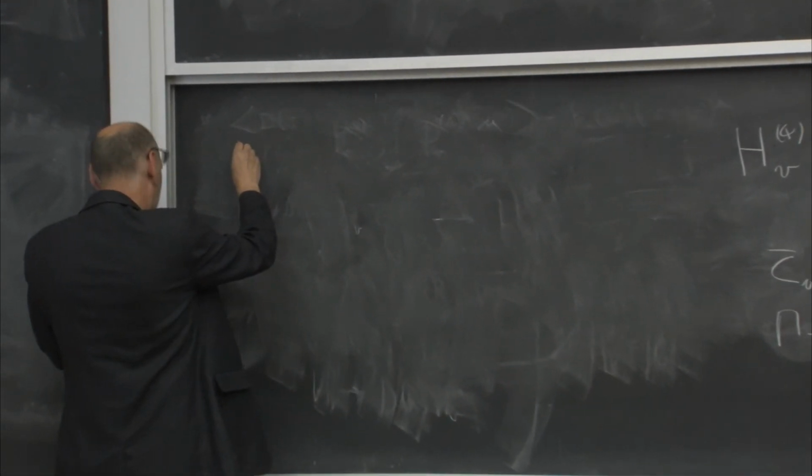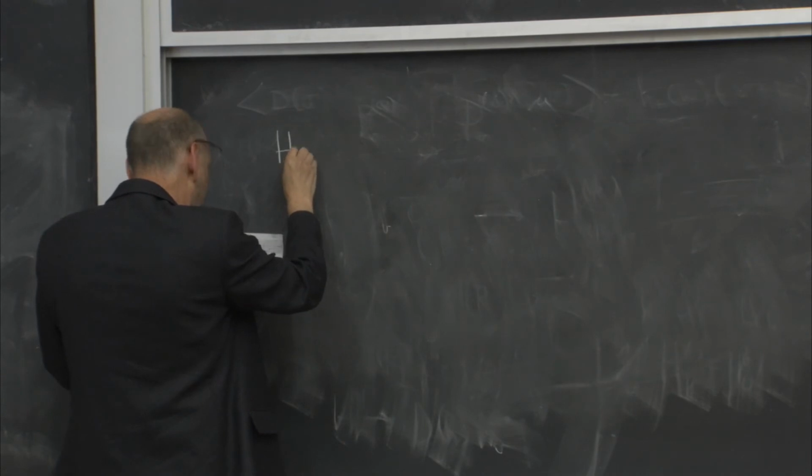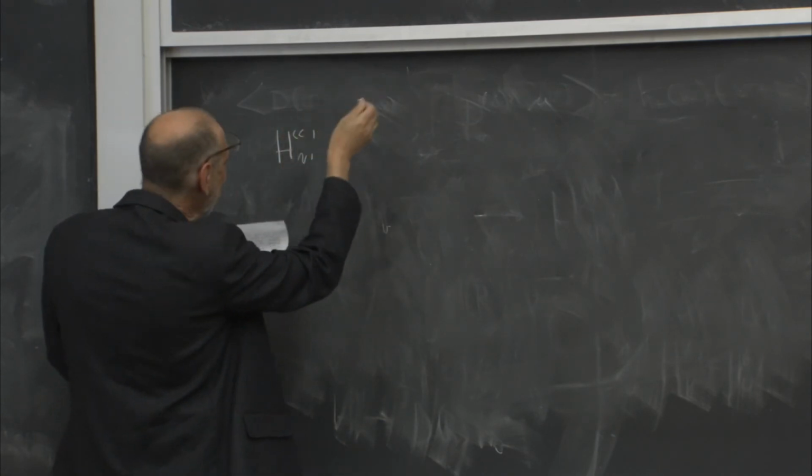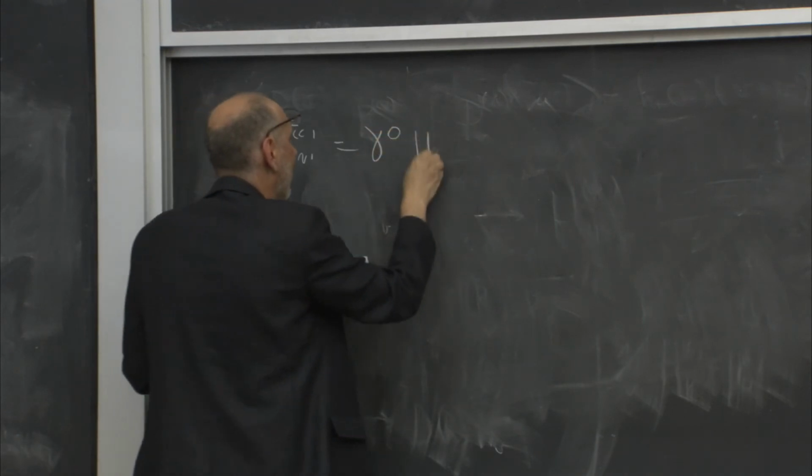OK, so now what do I want to introduce? Well, I'm going to have to introduce something that I call H-bar, because I've got a C-bar. So H-bar is just the usual thing, gamma naught.